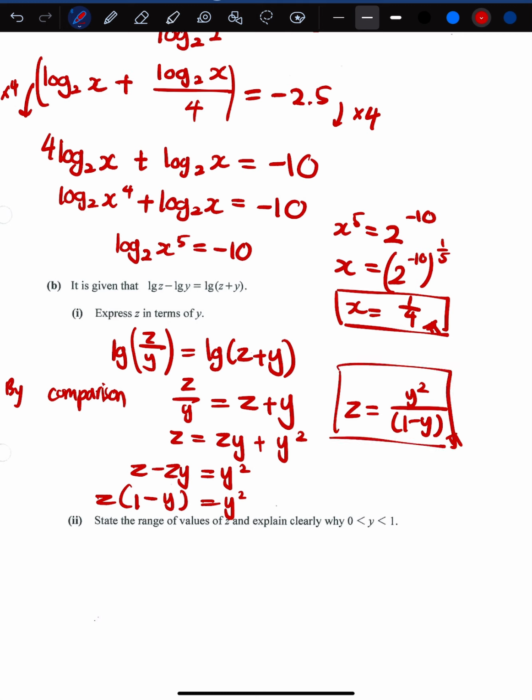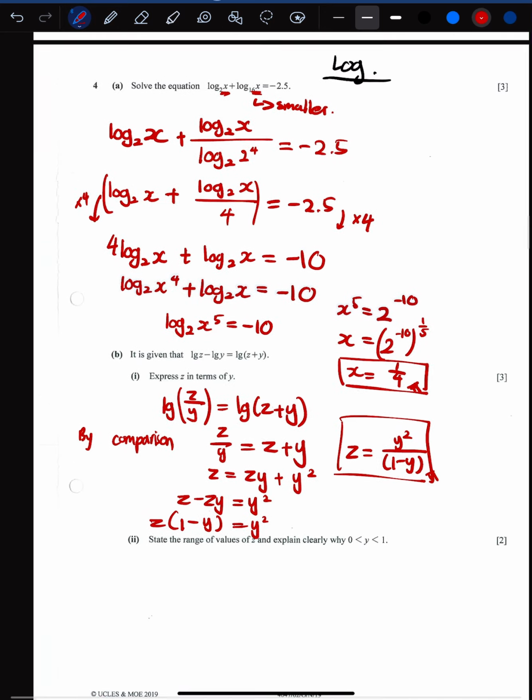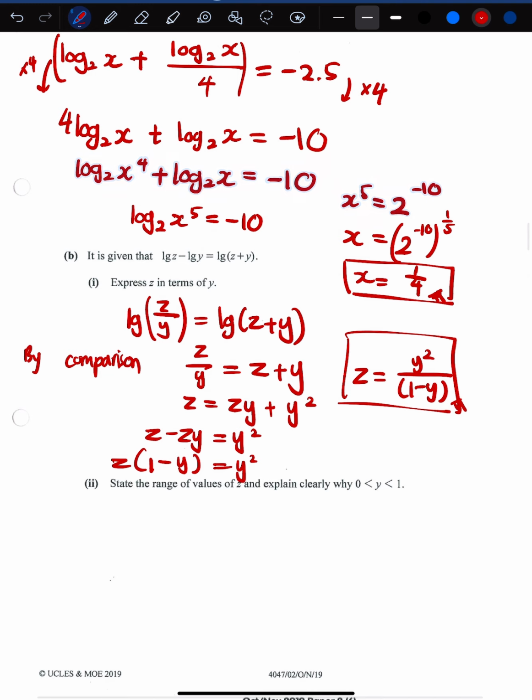Okay, then the last part they tell you, state the range of values of z and clearly explain why y is greater than 0 and that of y is less than 1. Right? Let's see, they are telling you that y must be within this range, and we need to find the range of values of z.